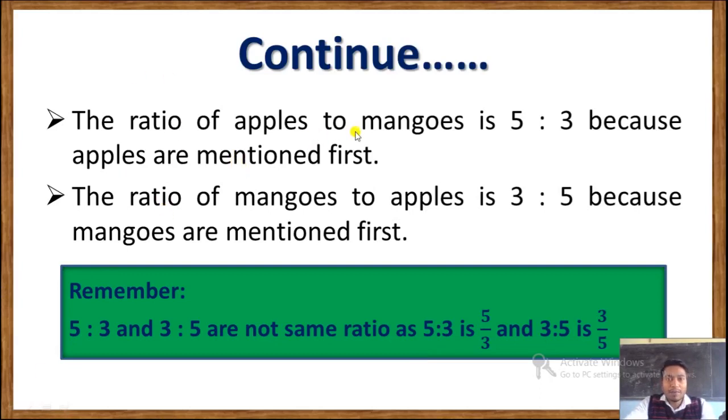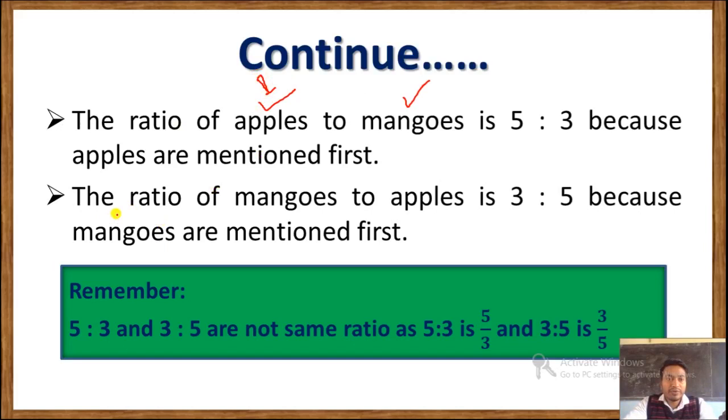Now the ratio of apples to mangoes, if this is the question, find the ratio of apples to mangoes, then what will be the answer? 5:3. Why? Because apples are mentioned first. Here you can see the ratio of apples to mangoes. So apples came first, so we'll write the quantity of apples first, or number of apples first.